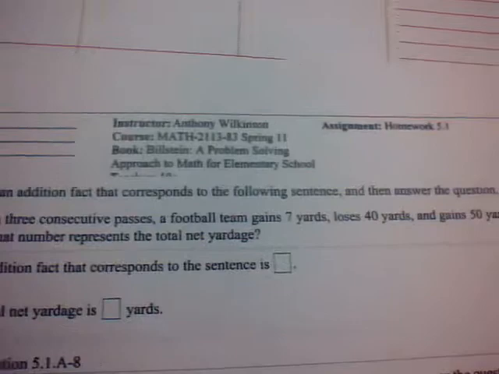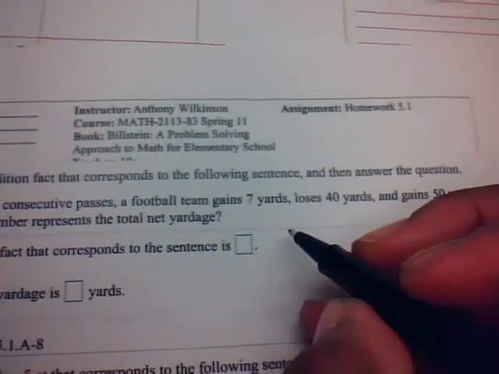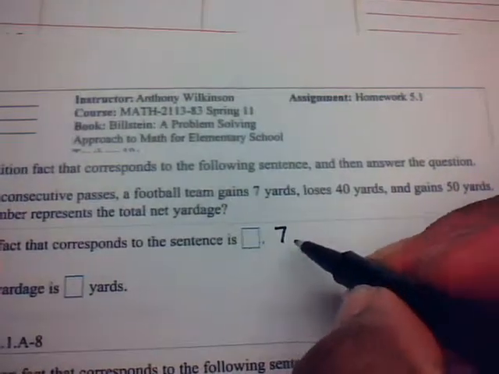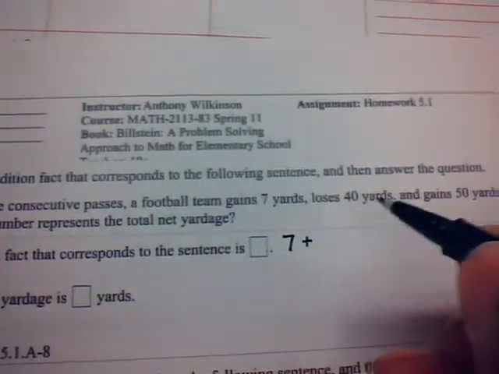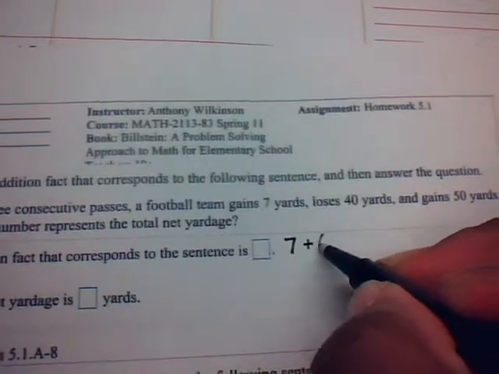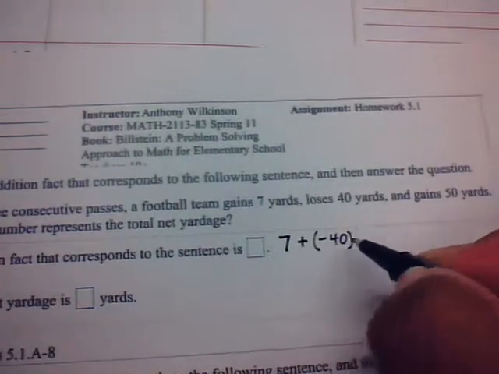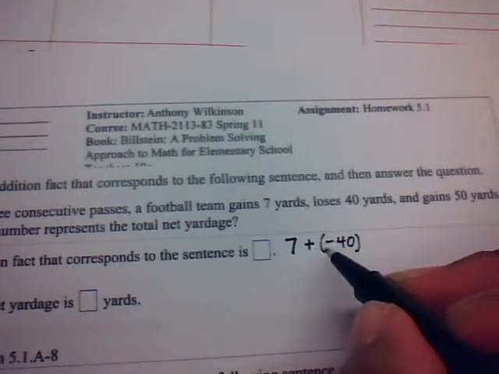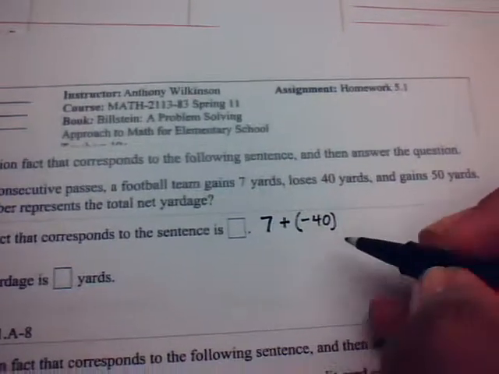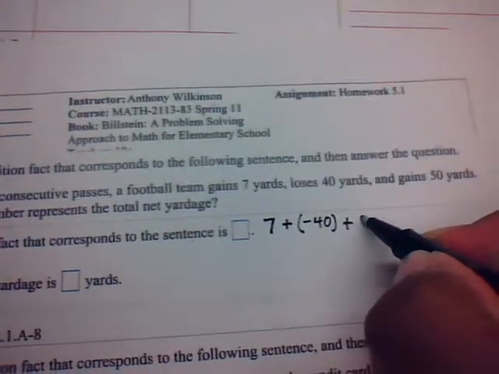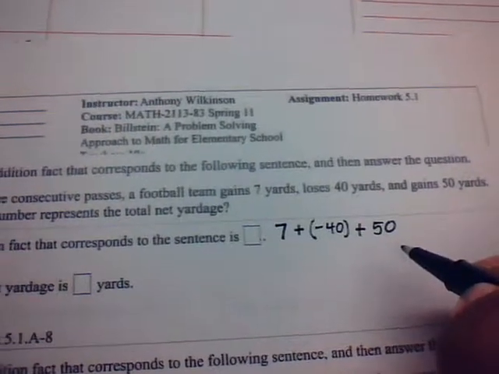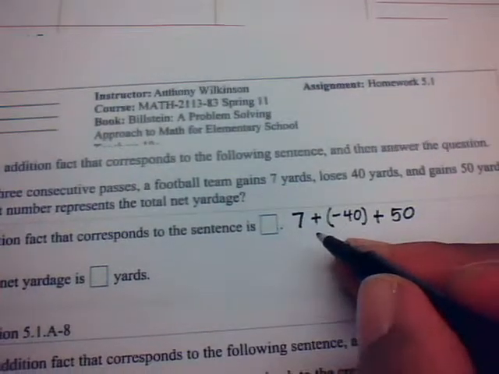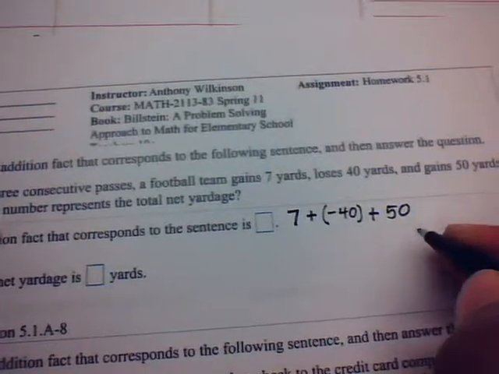Now here, on 3 consecutive passes, a football team gains 7 yards. So that's going to represent a positive 7 or just 7. And then plus we lose 40 yards. So that's going to be negative 40. Notice I'm putting the parentheses around the negative 40 to separate the plus sign from the negative. And then gains 50 yards. So that's going to be a plus 50. So the addition sentence that they're looking for, or the addition fact, would be 7 plus negative 40 plus 50.